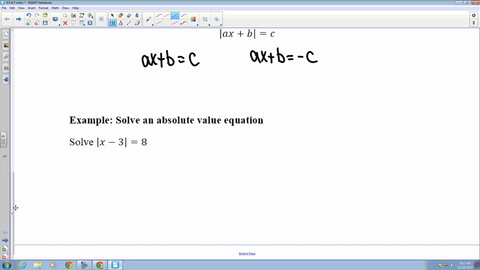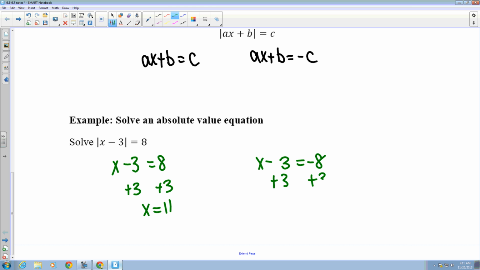So this one, x minus 3 equals 8, and x minus 3 equals negative 8. You want to solve each one. Add 3, x equals 11, and x equals negative 5. Those are both your answers.